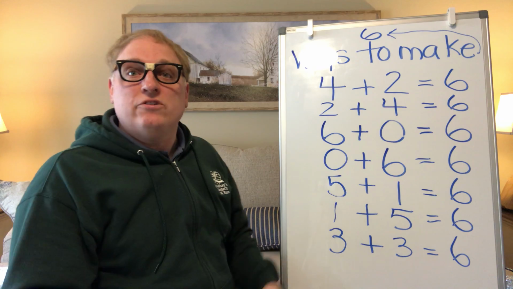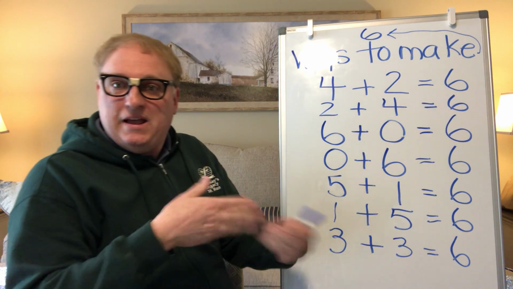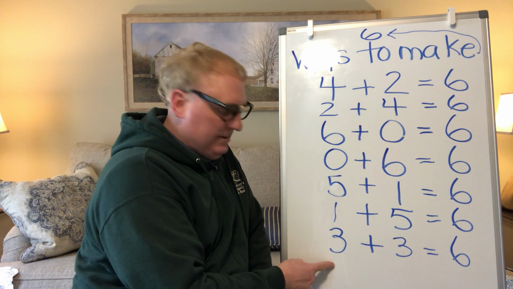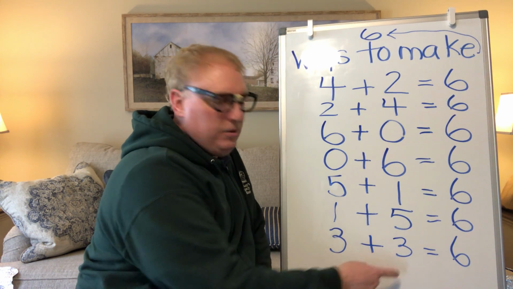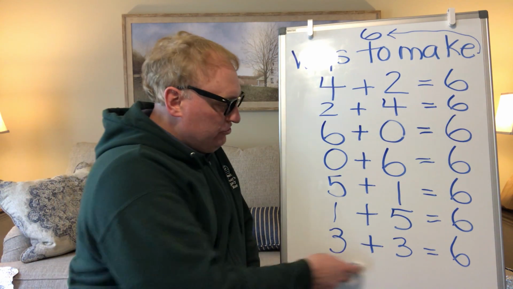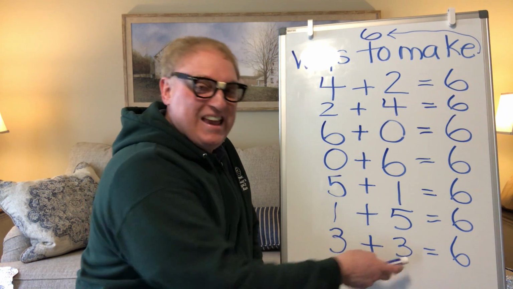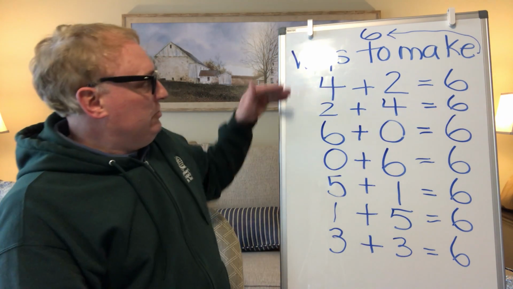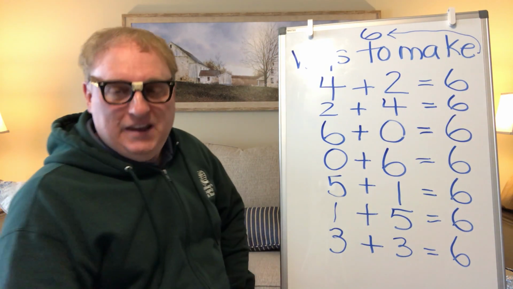Now, in case you were wondering, why didn't I do the doesn't-matter step for the last one? Well, look, it's the same number for each addend. So if I move the 3 here and the 3 here, you have the exact same addition number sentence. This is one of those doubles facts where the first and second addend, or number you're adding together, are the same. So these are the 7 ways to make 6.